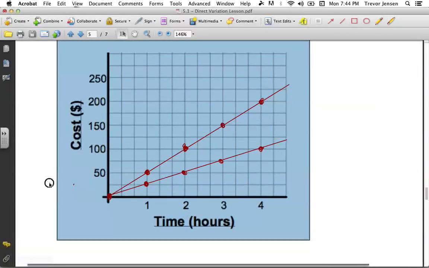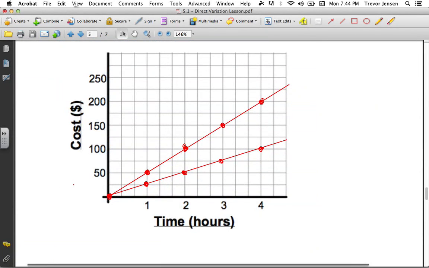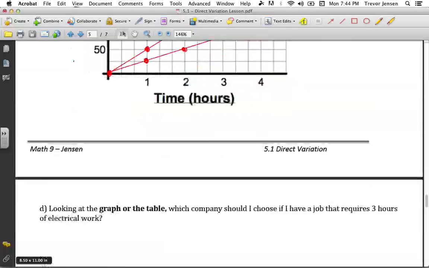Good. Okay, so you'll notice how both of the graphs are straight lines. That's important. That means that it has a constant rate of change. And both of these graphs start right here at the origin. They both start at 0, 0. That's important for a direct variation. It has to be a straight line that starts at the origin. So let's answer a couple questions looking at this graph.